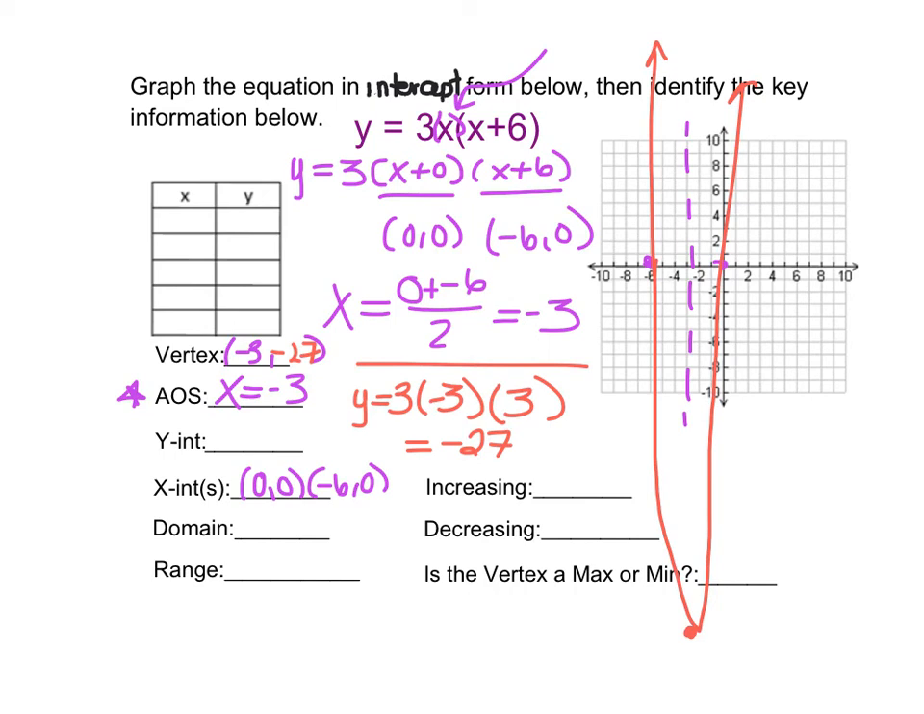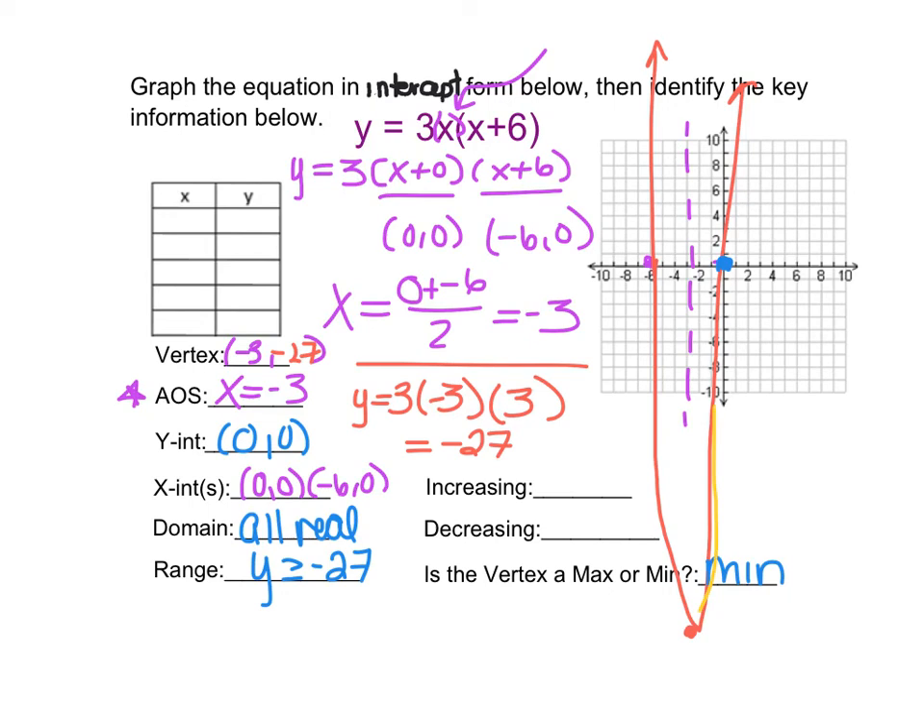So the next thing here is we need to identify our y-intercept, which luckily we can see on the graph is right here at 0, 0. I can also see that my domain is all real numbers because it's going forever to the left and forever to the right. My range is going to be y is greater than or equal to that low point of -27. And as a result, I can also see that my vertex is a minimum point down there at negative 27.